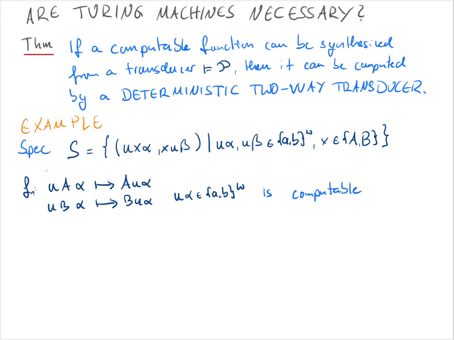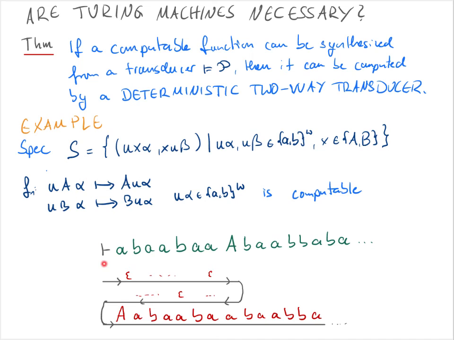Okay, so let's take a look at an example of our specification where we wait for the special symbol, and this was some possible implementation, which is a computable function. How can this be computed by a deterministic two-way transducer? Here, if this is the input stream, a deterministic two-way transducer has one output tape, and it can read the input going left and right.